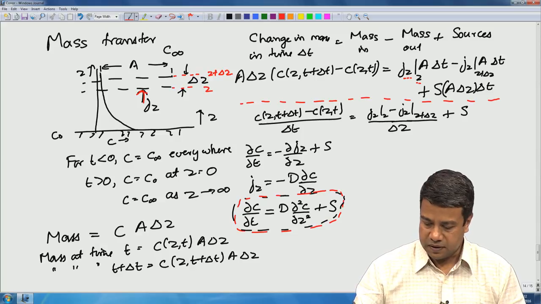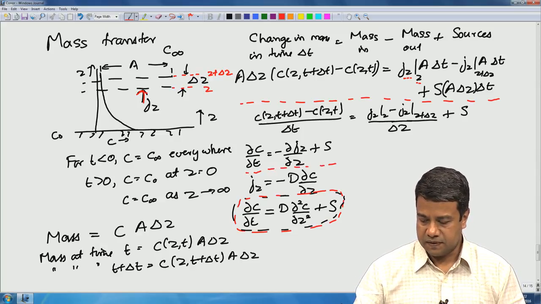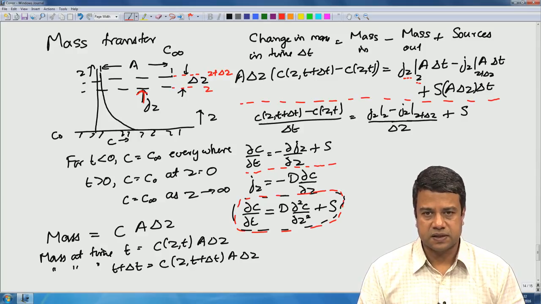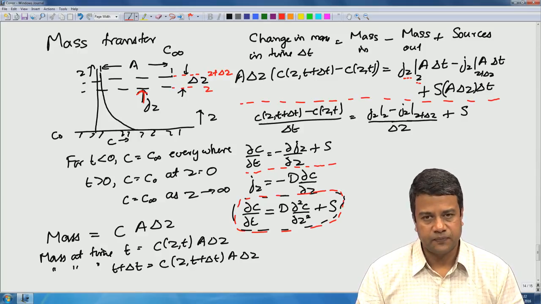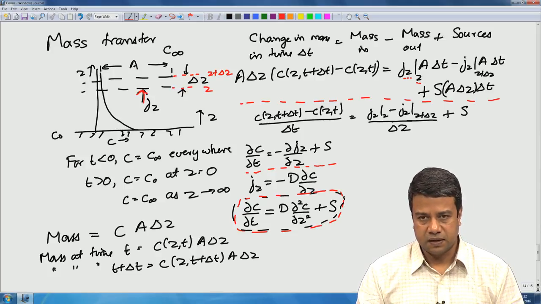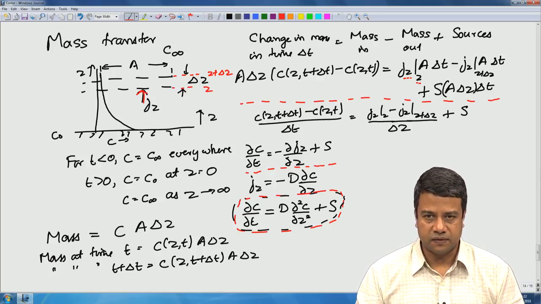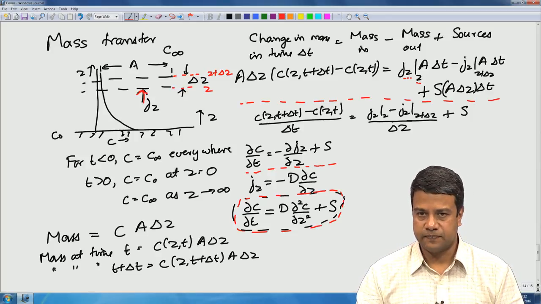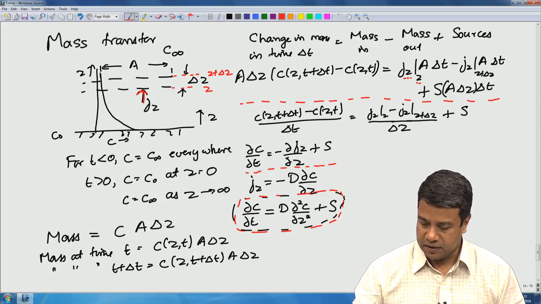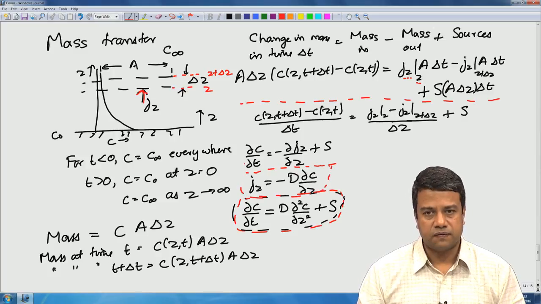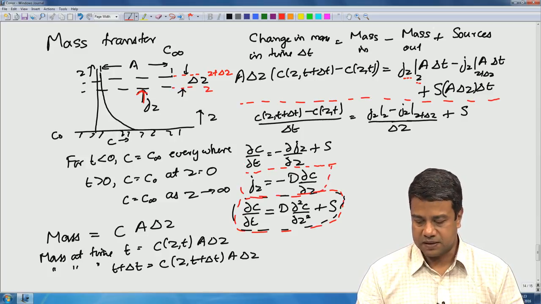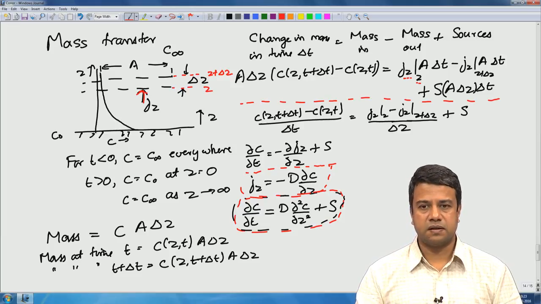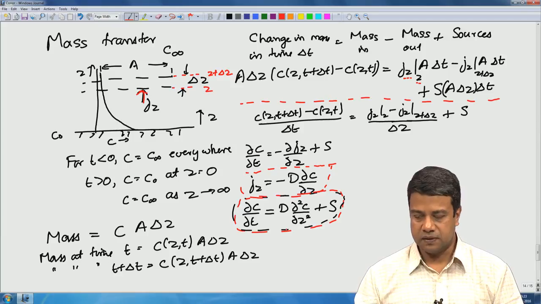You get an equation for the concentration field in terms of the spatial derivative of the mass flux Jz. Jz is the mass flux in the z direction. It has exactly the same form: dC by dt is equal to minus the derivative of the flux with respect to z plus any sources or sinks of mass due to reactions. And then you have to put in the constitutive relation. The flux is equal to minus D times dC by dz, and from that you get the concentration diffusion equation: dC by dt is equal to D times d square C by dz square plus the sources.